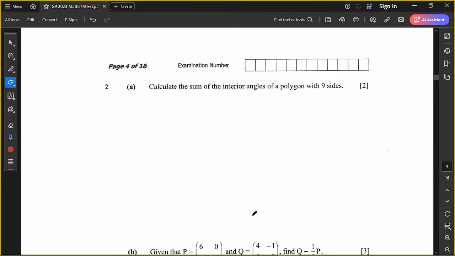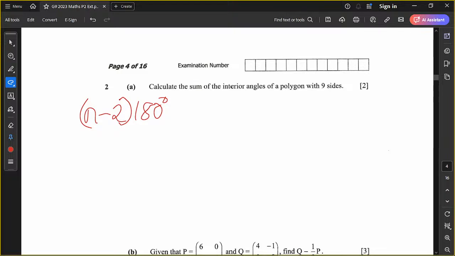Okay, we come to question 2, which is: calculate the sum of the interior angles of a polygon with 9 sides. So how do we calculate the sum of interior angles of a polygon with 9 sides? The formula we use is open bracket n minus 2 close bracket multiplied by 180 degrees. What we do now is replace n by the number of sides.